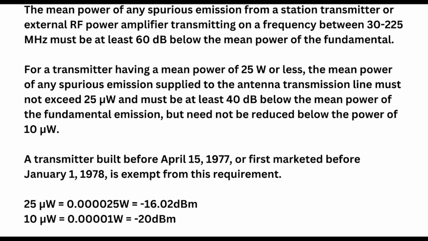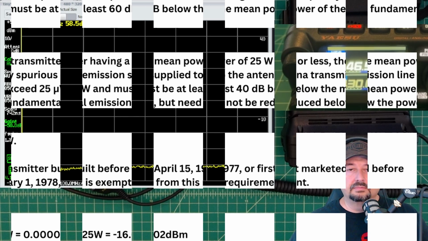Then the spurious emission supplied to the antenna must not exceed 25 microwatts, which is negative 16.02 dBm. And it must be at least 40 dB below the mean power of the fundamental emission, but not be reduced below the power of 10 microwatts. And 10 microwatts is negative 20 dBm. And then there are some exemptions built in. Any transmitter built before April 15, 1997, or first marketed before January 1, 1978, is exempt from this requirement.